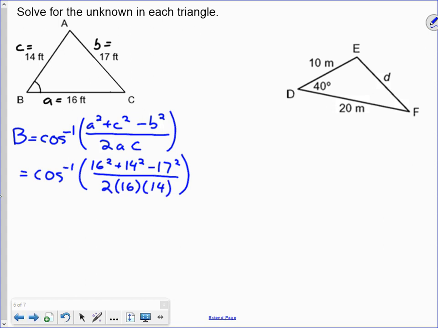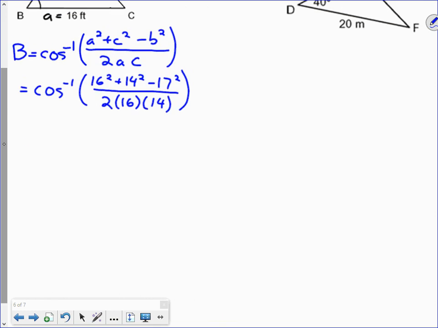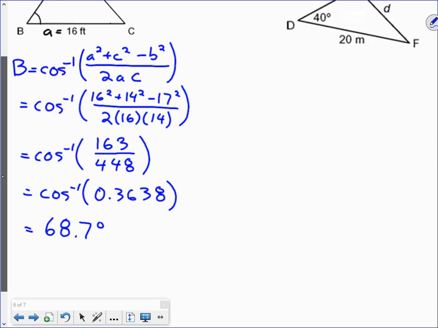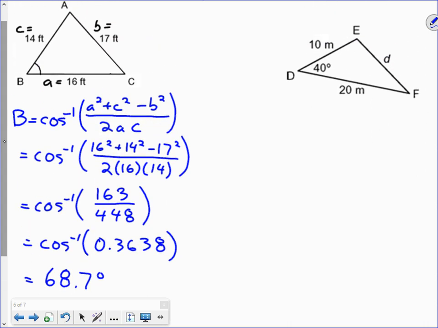You might want to pause the video here and try this calculation for yourself, and then double check your answer. I'm going to do it in stages here. I'm going to do the numerator first. I get 163. Denominator, I get 448. Dividing the numerator and the denominator, I get 0.3638, 4 decimal places, and this is less than 1, so looks like I'm on the right track. I do the inverse cosine. 68.7 degrees. Done.